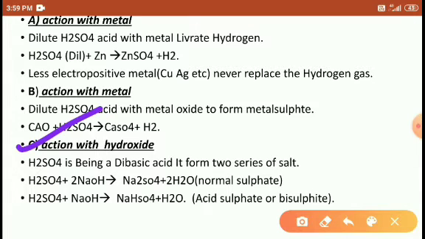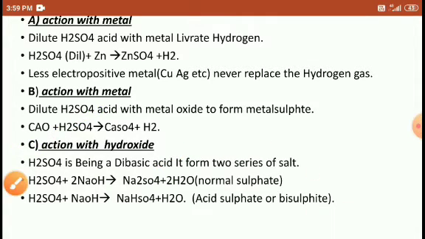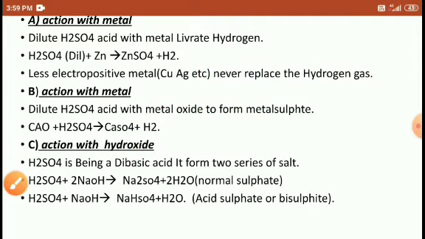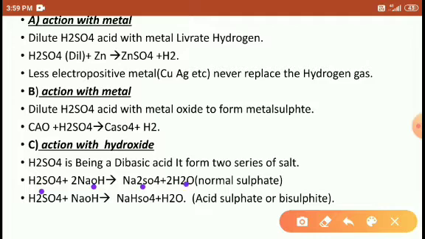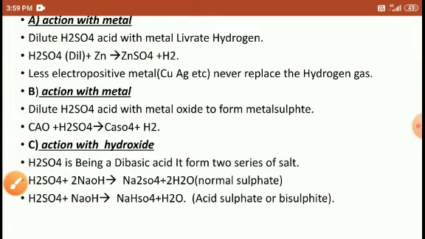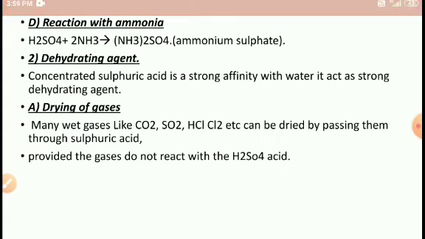Action with hydroxide. H2SO4 being a dibasic acid, it forms two series of salt. Dibasic acid means it releases 2H+ ions. Sulfuric acid reacts with sodium hydroxide to form sodium sulfate and water. This we call the normal sulfate. Sulfuric acid reacts with NaOH to form sodium bisulfate. Sodium bisulfate we call the acid sulfate. Understood students? So these are the chemical reactions.